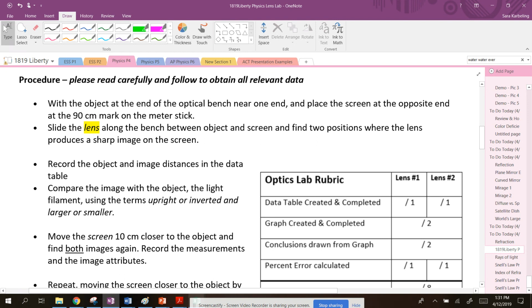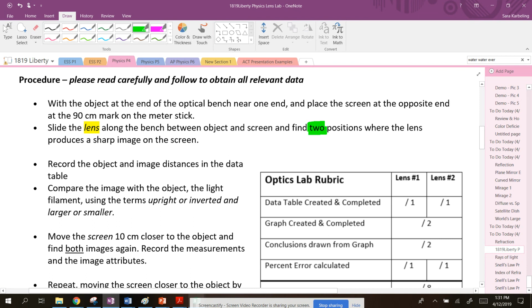Then you're going to move the lens, and I even highlighted it here so that you would see it, and I want you to circle that. You're going to move the lens along the optical bench to find two positions. I want to circle that word two there as well. Slide the lens to find two, count them, two positions where the lens produces a sharp image on the screen.